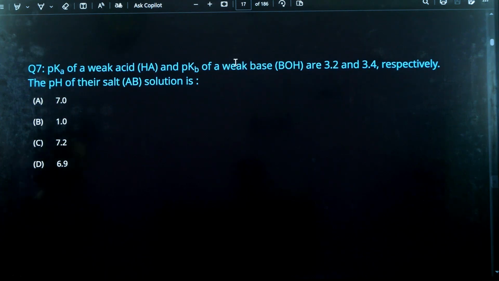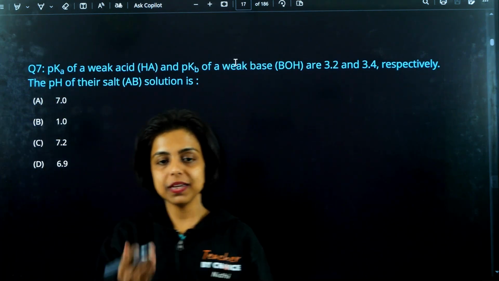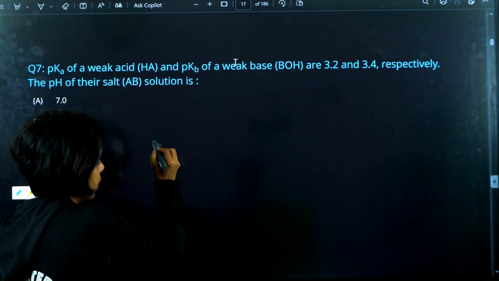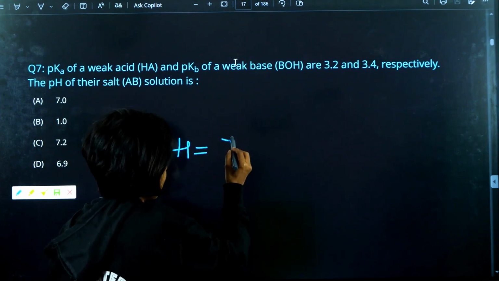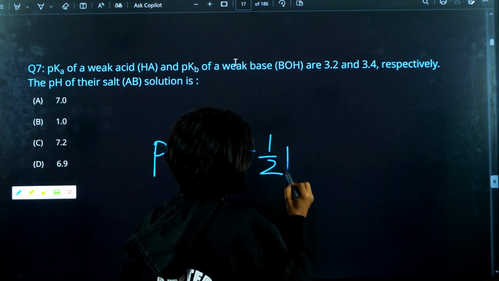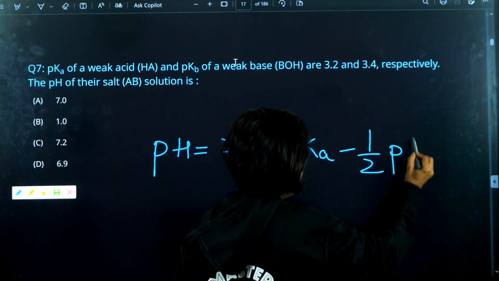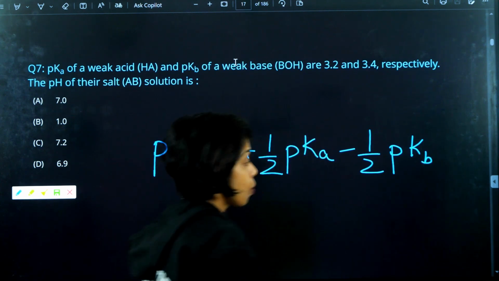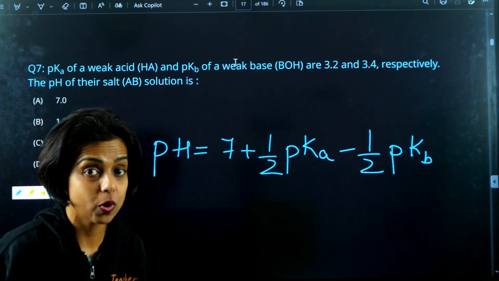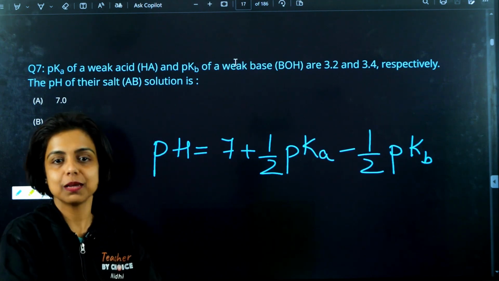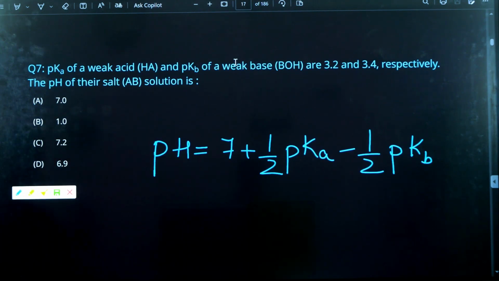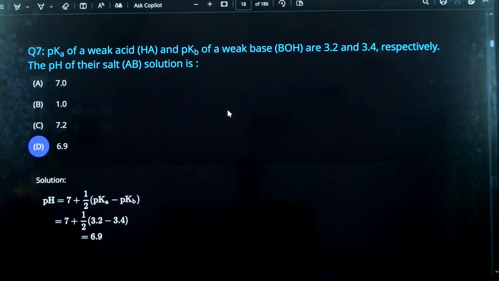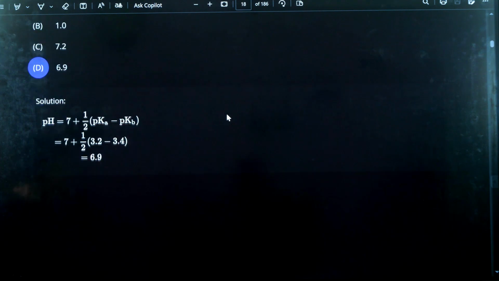The pKa of a weak acid and the pKb of a weak base are given to you, and you need the pH of their salt. It's a direct formula application, salt hydrolysis. If you have a salt of a weak acid and a weak base, the pH is given by 7 plus half pKa minus half pKb. Ka and Kb are given to you, guys. Just put the values in the formula. You are supposed to know how to calculate the pH of various salts. Without wasting time or any complicated calculation, put the values in the equation, and of course your answer will be 6.9. Got it, guys? I hope everyone does it correctly.